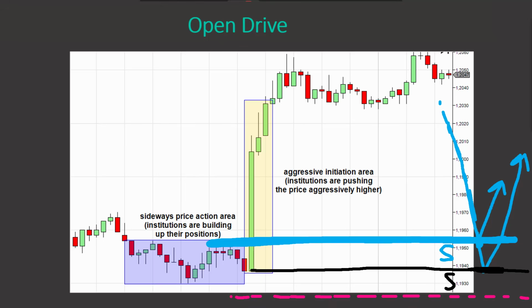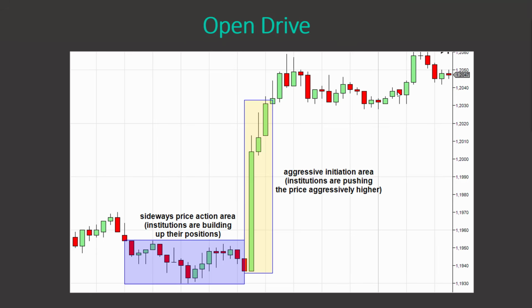All right. Supports are usually zones. It's not like one level is a support, like one thin price level. It's usually a zone, right? At least in my experience.